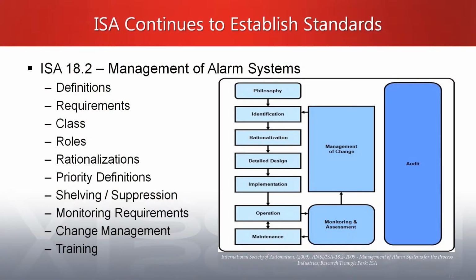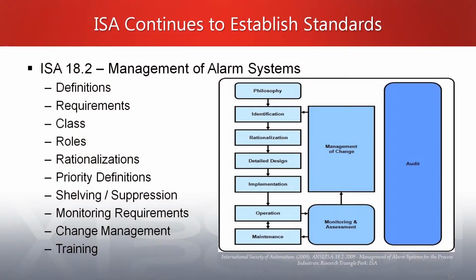That's where definitions come into play. Maybe I didn't define well enough for them. If this happens, do this other thing, right? So anyway, we look at alarm systems. We look at the requirements of what alarms are. Then they started categorizing alarms into classes and then roles, and then rationalizations and priority definitions. The one that I love the most is when they came into rules around shelving and suppression. We're going to talk about that in just a moment. Then, of course, requirements and change management, training, whatever. And there was another whole host of items that they came up with. But those are the ones that you find most often if you do a search on ISA 18.2.